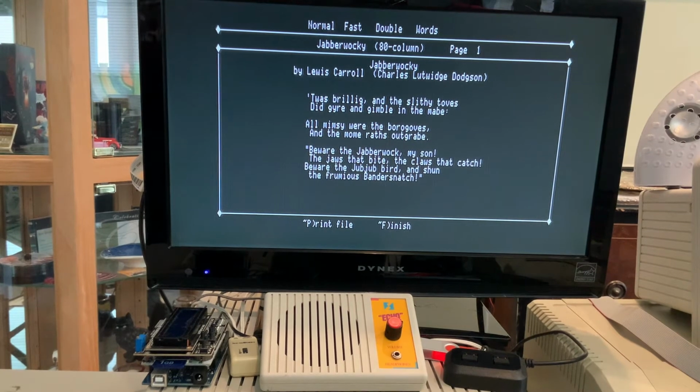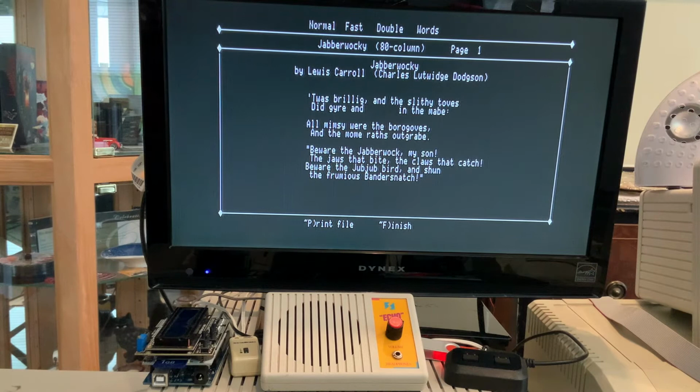Jabberwocky by Lewis Carroll, Charles Lutwidge Dodgson. Brillig and the slithy toves did gyre and gimble in the wabe. Okay, any key stops talking.